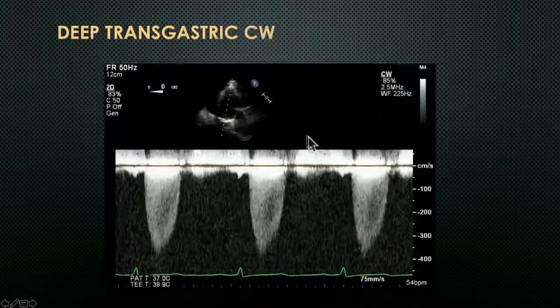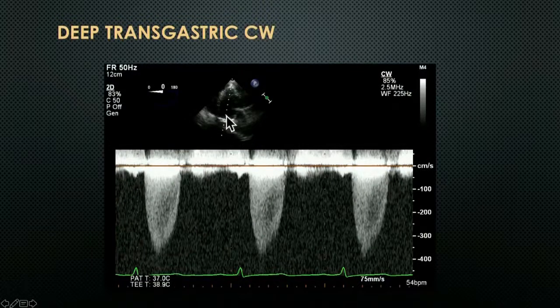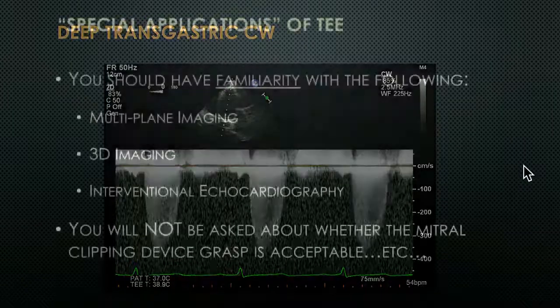And this is an example of somebody with a very calcified aortic valve here. We're way out at the apex looking backwards, and with continuous wave Doppler, we can measure quite a nice Doppler profile.